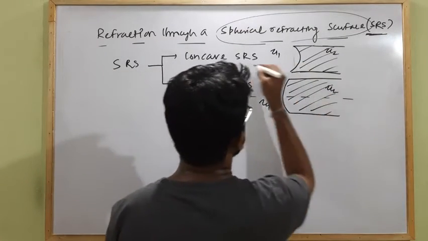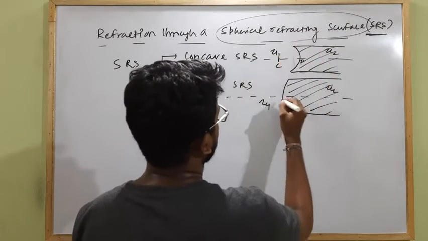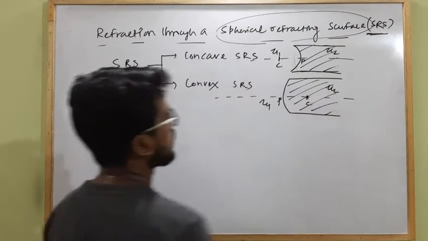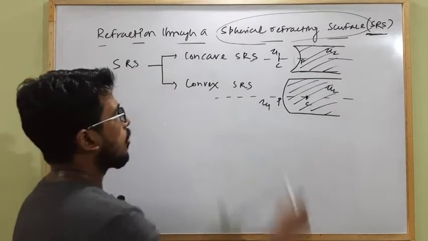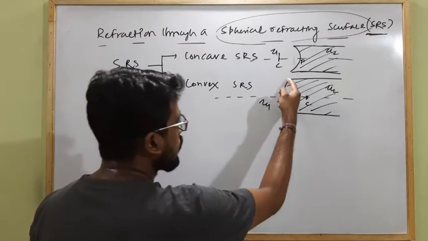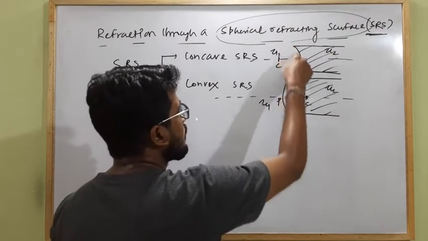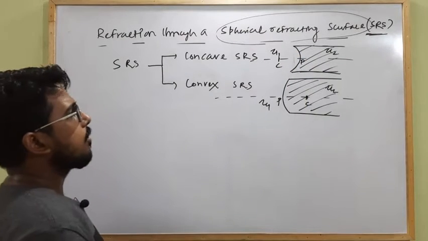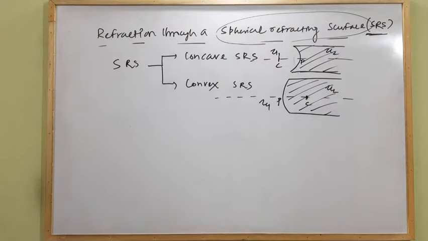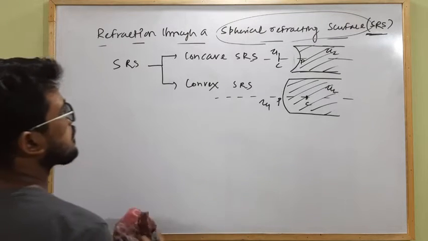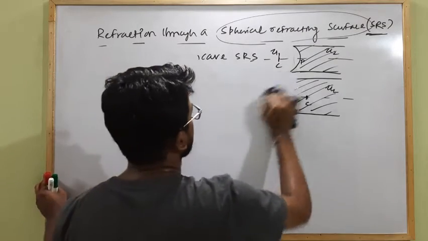This will be their principal axis, this will be the pole, and this is the center of curvature. Here it will be the pole and this is the center of curvature. Clear? So this type of surface is known as a convex spherical refracting surface. If the outer part is bulged inward and it looks like this, it will be the concave spherical refracting surface. So first of all we are going to discuss how refraction takes place through a convex spherical refracting surface and its different cases.